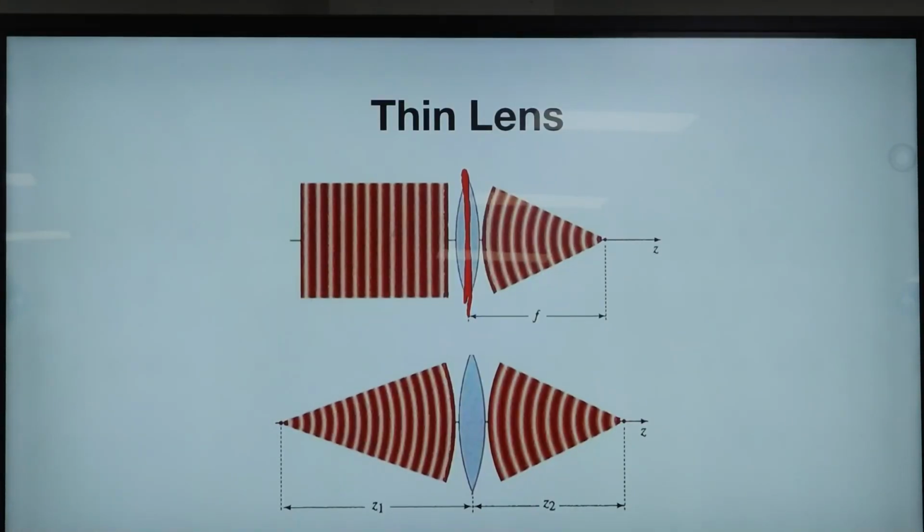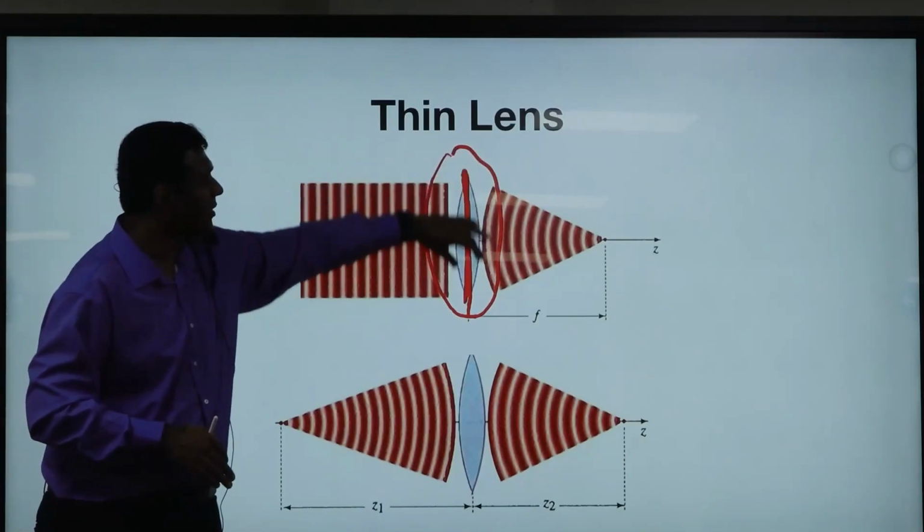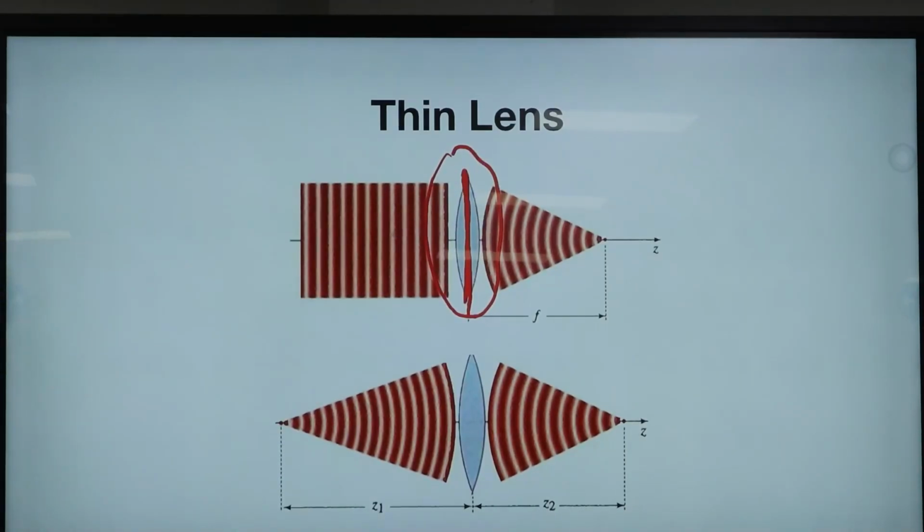What happens in this region we are ignoring. The equation that we have derived assumes that we are not bringing our imaging system very close to the lens. When you bring things very close to the lens, things don't work as predicted in the theory. That's why this is assumed to be very thin. So whenever you're using the lens equation, assume that z1 or z2 cannot be very small. They have to be reasonably big compared to 1 over f. Those are approximate numbers.